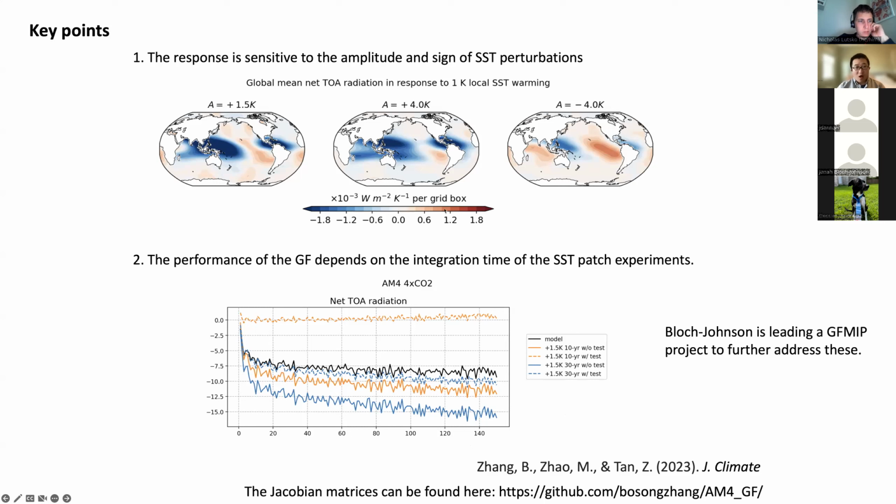For these results, this has been published in the Journal of Climate. There are more details you can find there. And if you want to look at the Jacobian matrix from these experiments, you can find it here on GitHub or reach out to me.